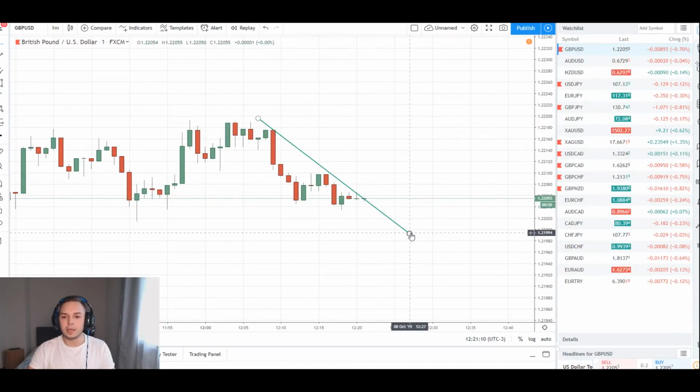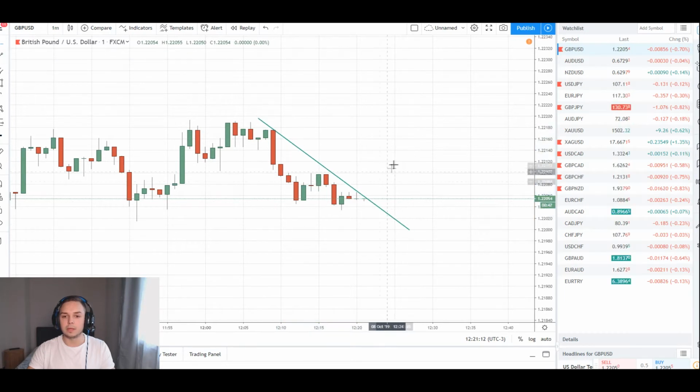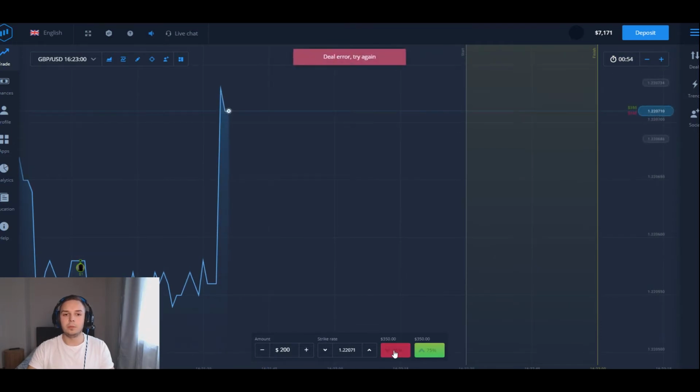So we need to wait now. Yet again, a nice pullback towards the upwards direction before we start placing trades towards the downwards direction. Very easy to do. Support and resistance. So let's wait. There we go. Pulled back. Oh my god. Place. There we go.